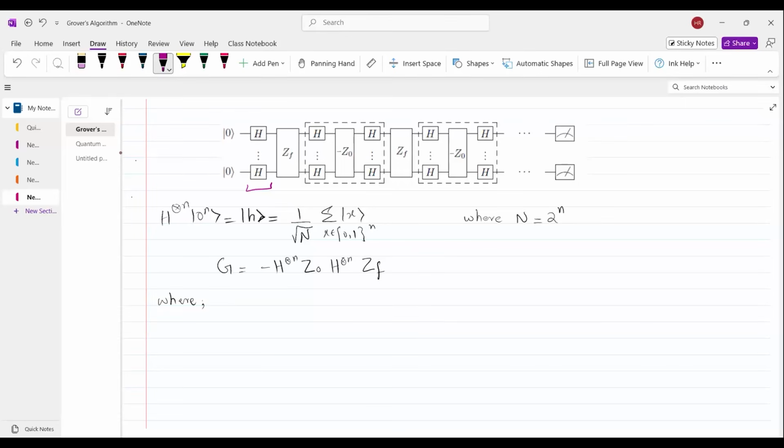So we get this new state, which we are calling lowercase h, such that the amplitude of each basis state is exactly 1 over root N, and the summation is over all basis states, where x represents all the binary strings of length n. Here the capital letter N represents 2 to the power n, which is the number of strings.